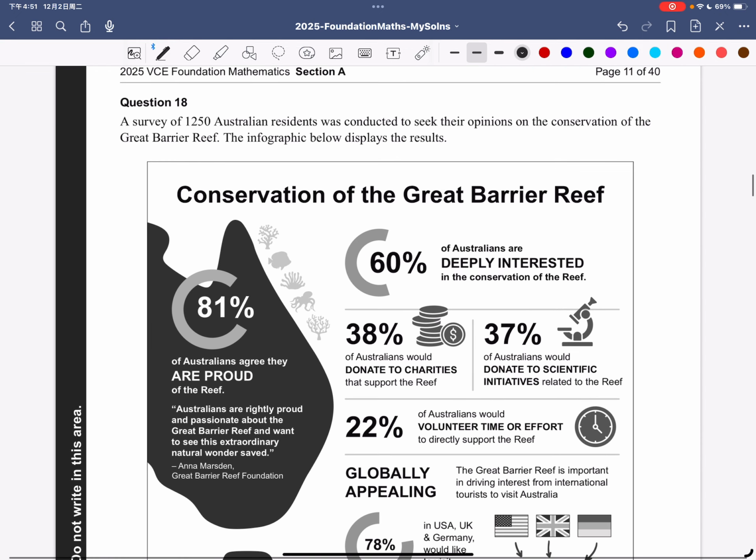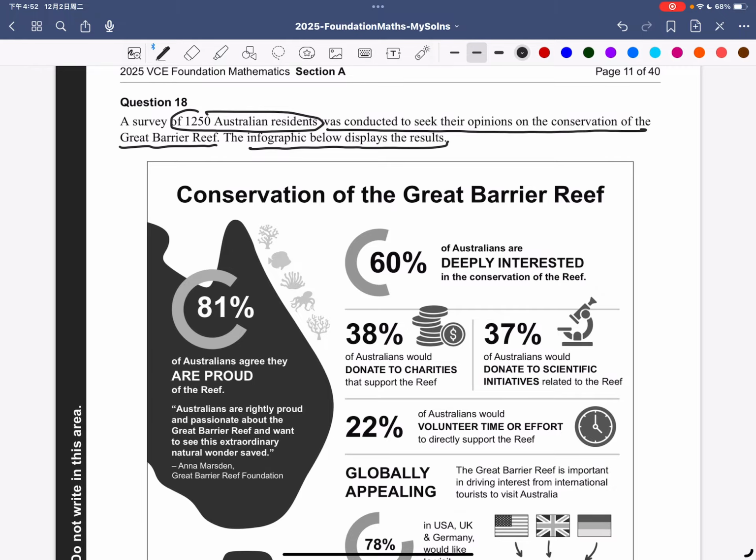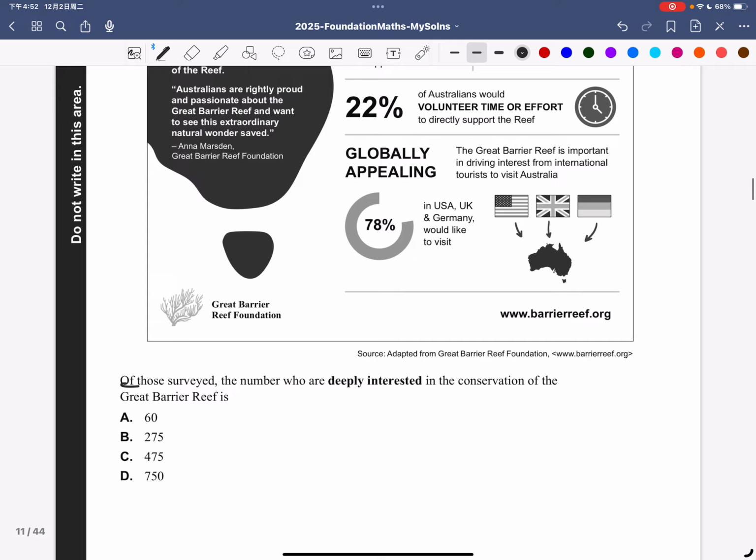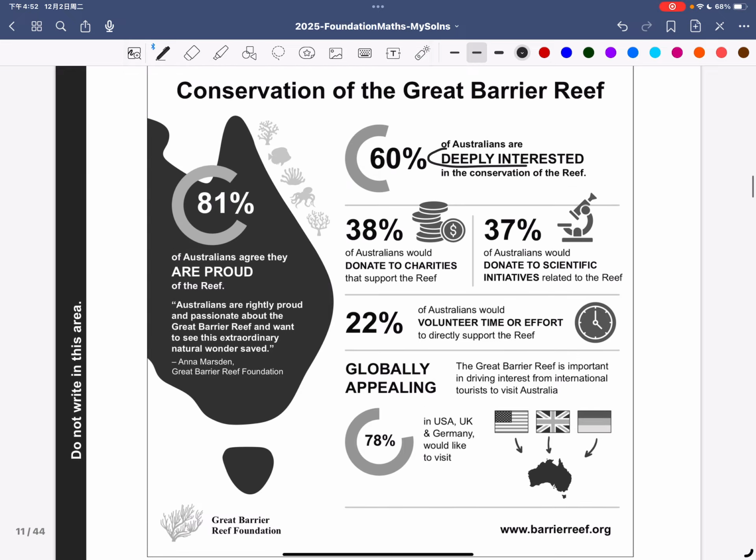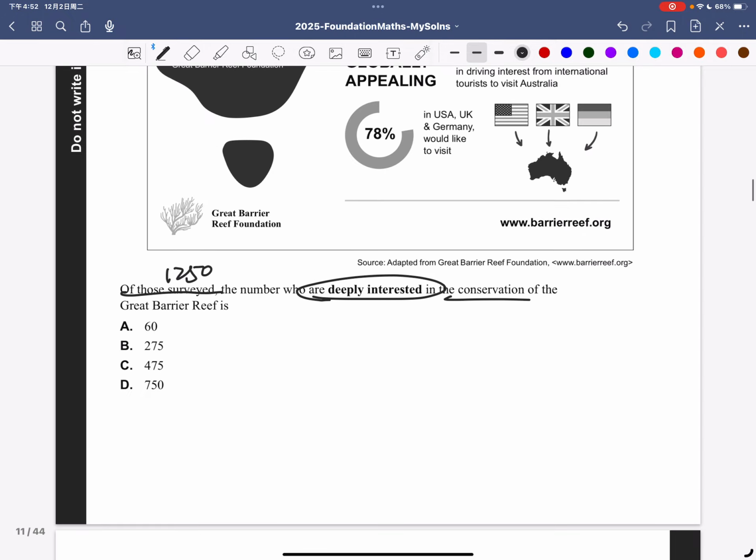Question 18. A survey of 1,250 Australian residents was conducted to seek their opinions on the conservation of the Great Barrier Reef. The infographic below displays the results. Of those surveyed, how many are deeply interested in the conservation of the Great Barrier Reef? How much? 60%. So 1,250 multiplied by 60%. You can just get your calculator. You'll get 750, I believe. Option D.